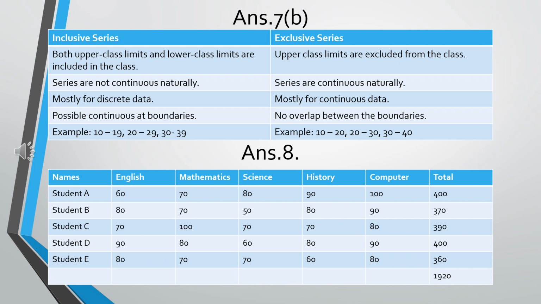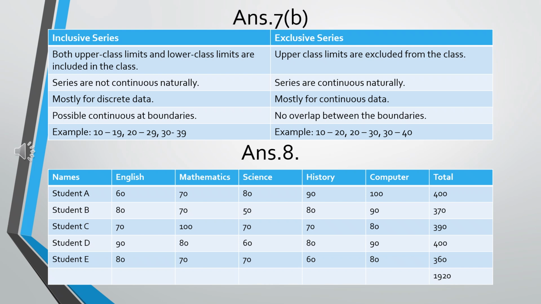Next one is what? Inclusive series are mostly for discrete data, that means certain or separate data, while exclusive series are mostly for continuous data. Now, the next one is what? In inclusive series, overlap at the boundaries is not possible, while in exclusive series, the boundaries are continuous.